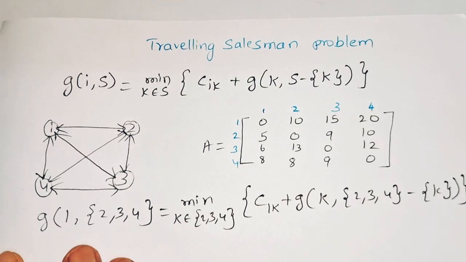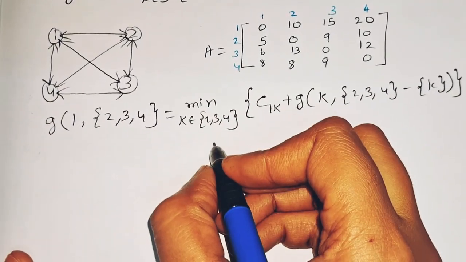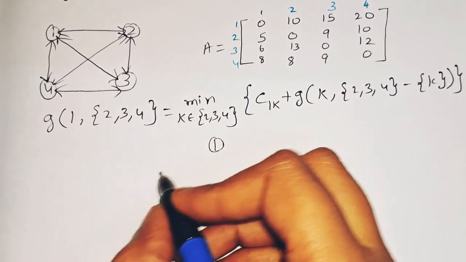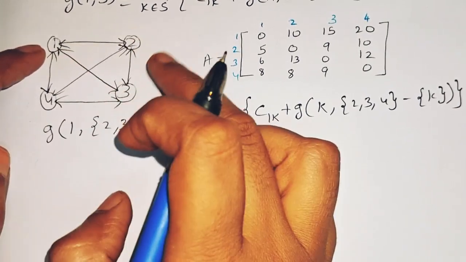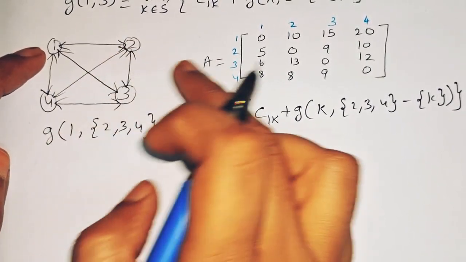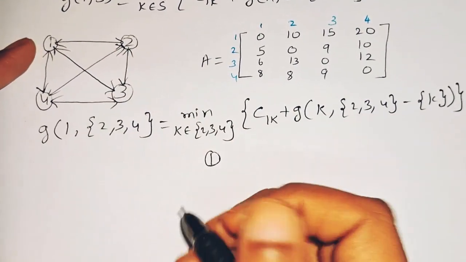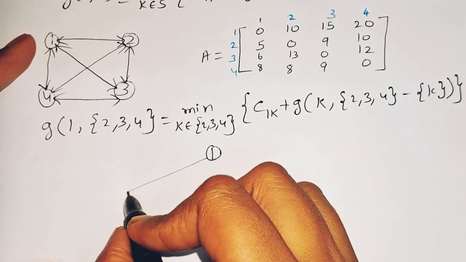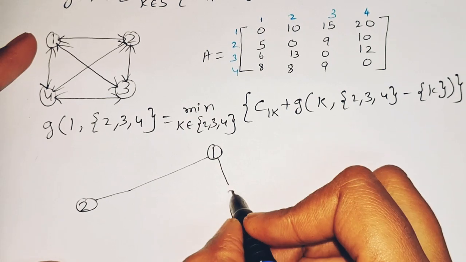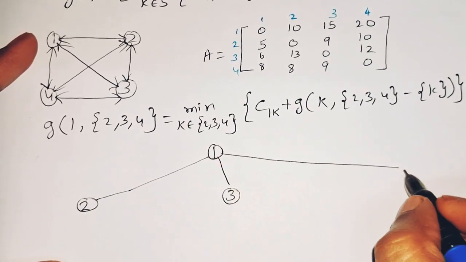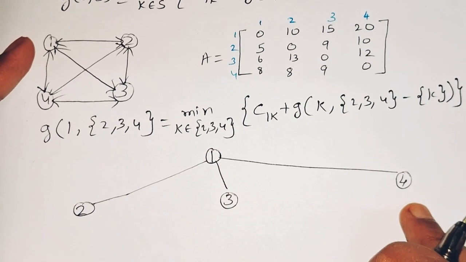So this is the formula for the traveling salesperson problem. We will solve this one graphically. We start from the initial node, 1. From 1, where can we travel? From 1 we can travel to 2, 3 and 4. This is a bidirectional graph, right? We can travel from 1 to 2, 3 and 4. So we are selecting the possible ways here. From 1 we can travel to these neighboring cities 2, 3 and 4.